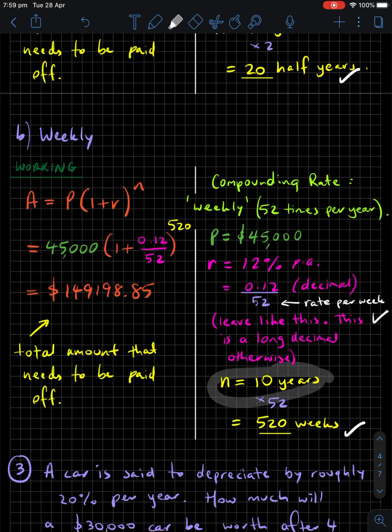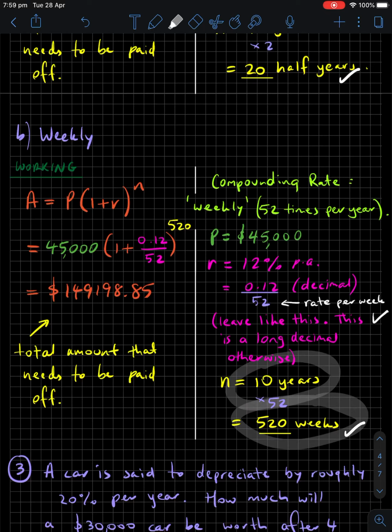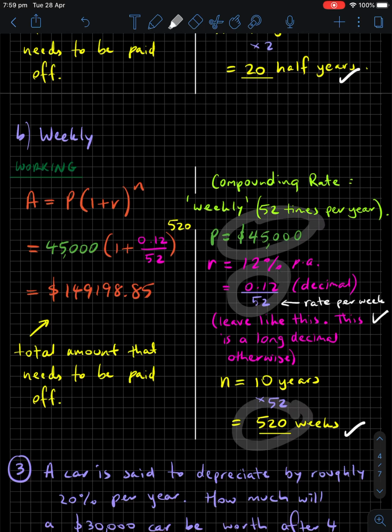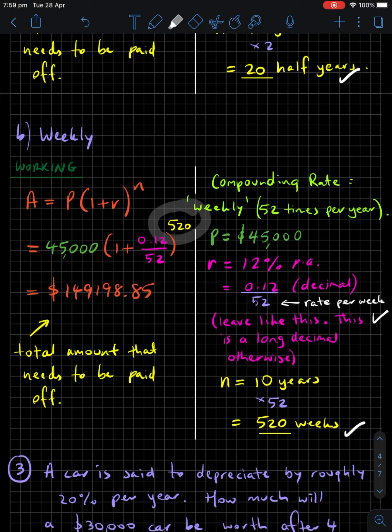Next up, we've got our 10 years. We want to go from years to weeks so it matches up, so we multiply our 10 years by 52. That's the same as 520 weeks. We need to be multiplying here, remember. Now that we've got our values, we shove those into our formula. Our P is 45,000, our R is this fraction here, and our N is 520. If we put all that into a calculator, it comes out as $149,000. So that's the amount that needs to be paid off.